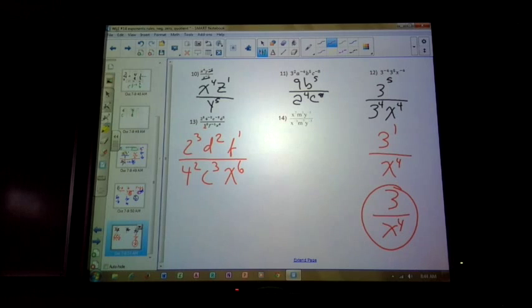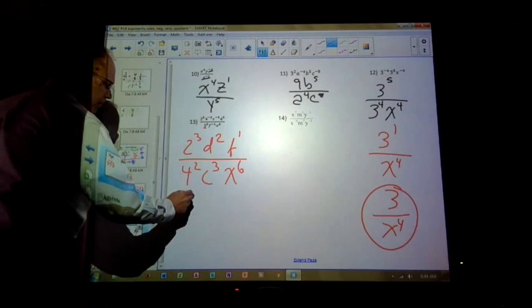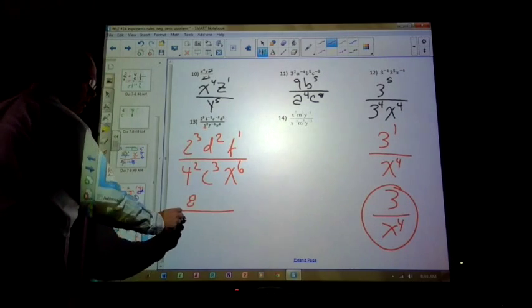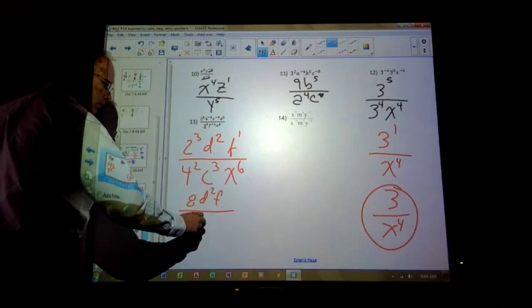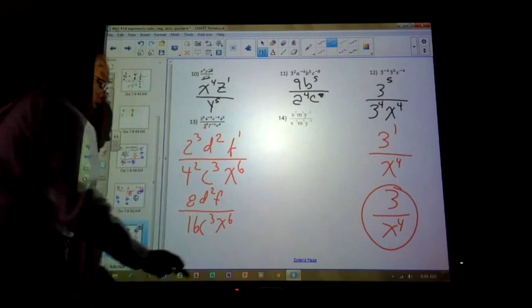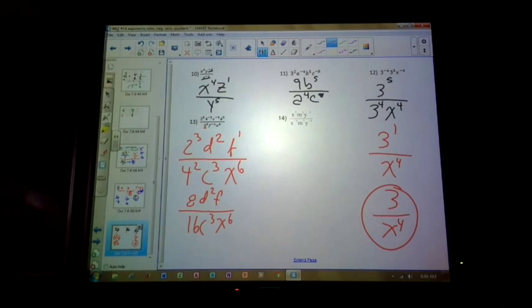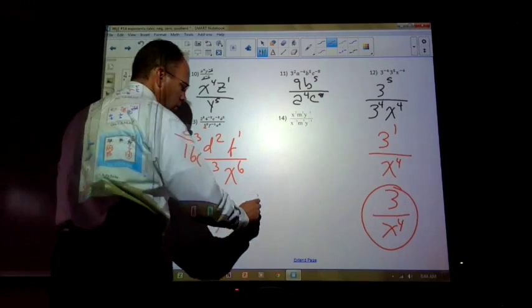2 to the 3rd is 2 times 2 times 2. 2 times 2 is 4, times 2 is 8. So I have 8 on top. On bottom, 4 squared is 16. Look at these letters, though. F and F to the 1st, same thing. C to the 3rd, X to the 6th. Is there anything up there that's going to reduce? 8 and 16 reduces to 1/2. Are any of the letters in a tug of war? No. So the 8 and the 16 are going to reduce to 1 over 2.